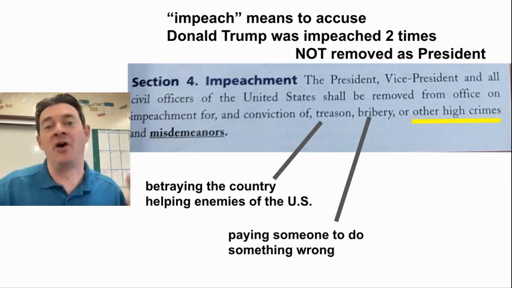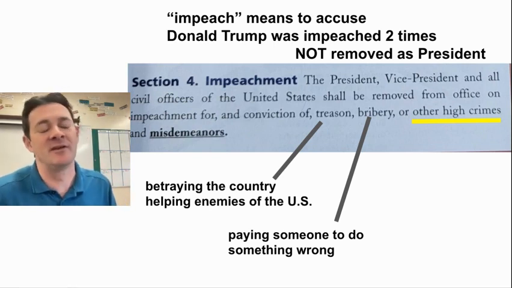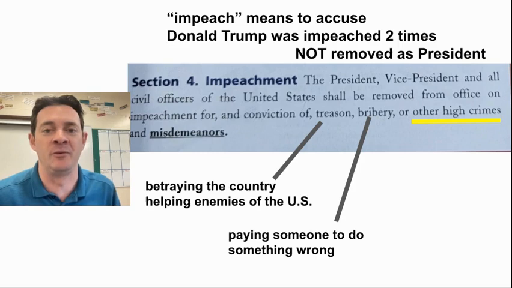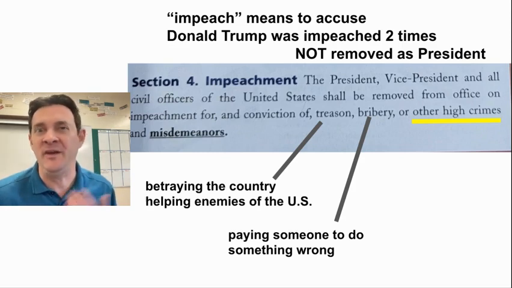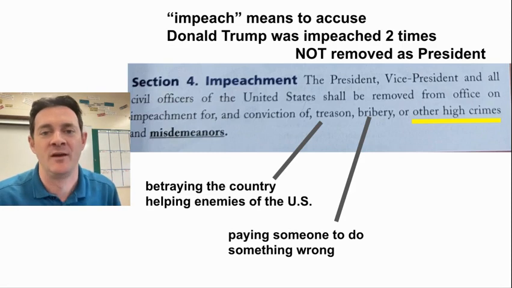Now, they don't list all the crimes. Then it says other high crimes. We didn't really talk about in class what specific ones would be a high crime. A speeding ticket would not, we could agree, be a high crime. But that's where we ended again on this short day.